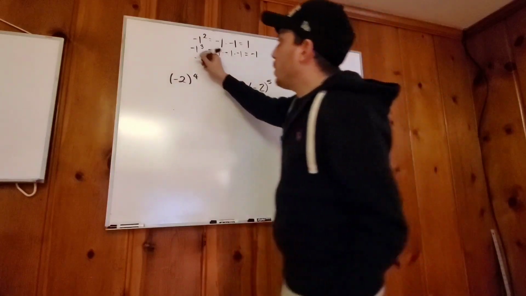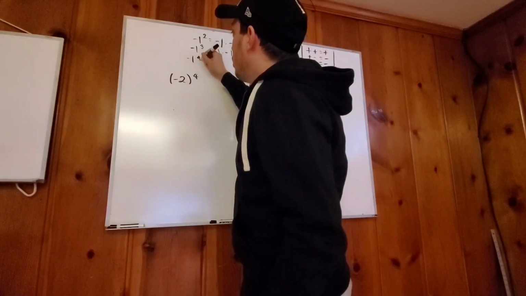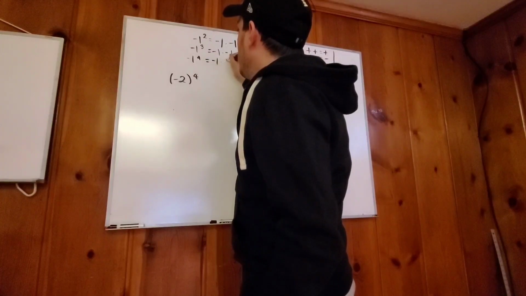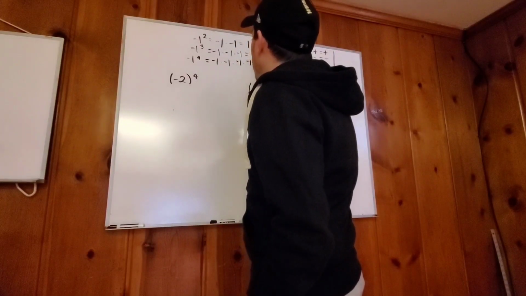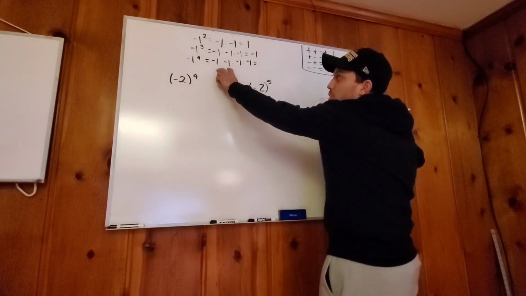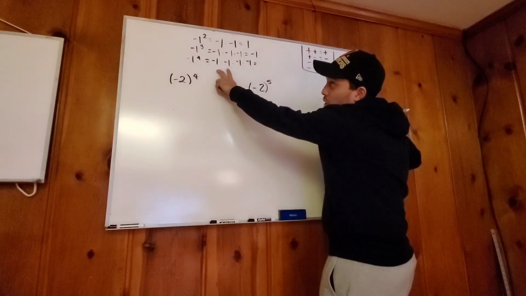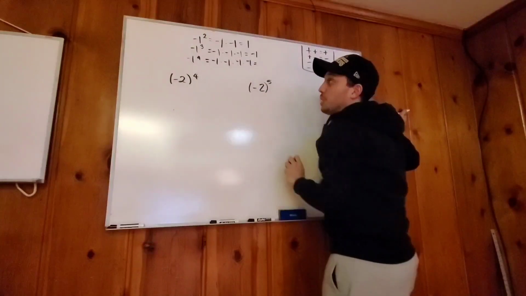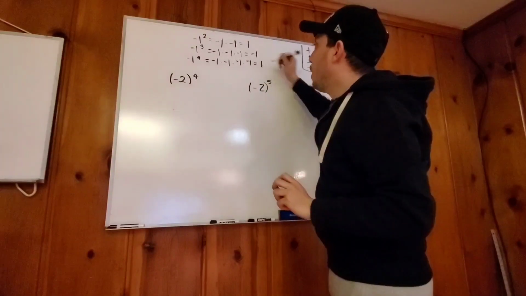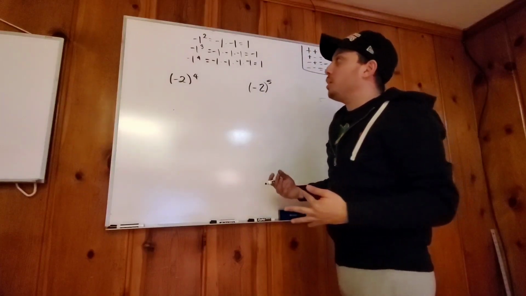Okay, what if I raise it to the 4th power? Negative 1 times negative 1 times negative 1 times negative 1. So, negative 1 times negative 1 is positive 1, and negative 1 times negative 1 is positive 1. And positive 1 times positive 1 is going to be 1. And so a pattern will develop.